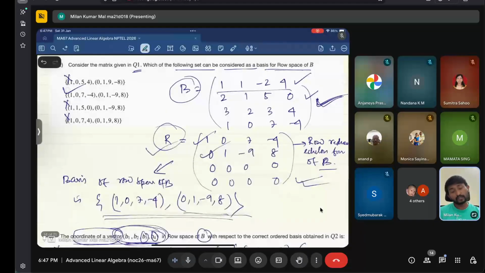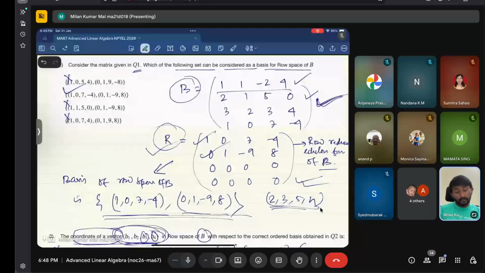The question is whether this vector is in the row space or not. If it is in the row space, it has to be writable as a linear combination of these two vectors, like (1, 0, 7, -4) and (0, 1, -9, 8). Okay, this is the thing.